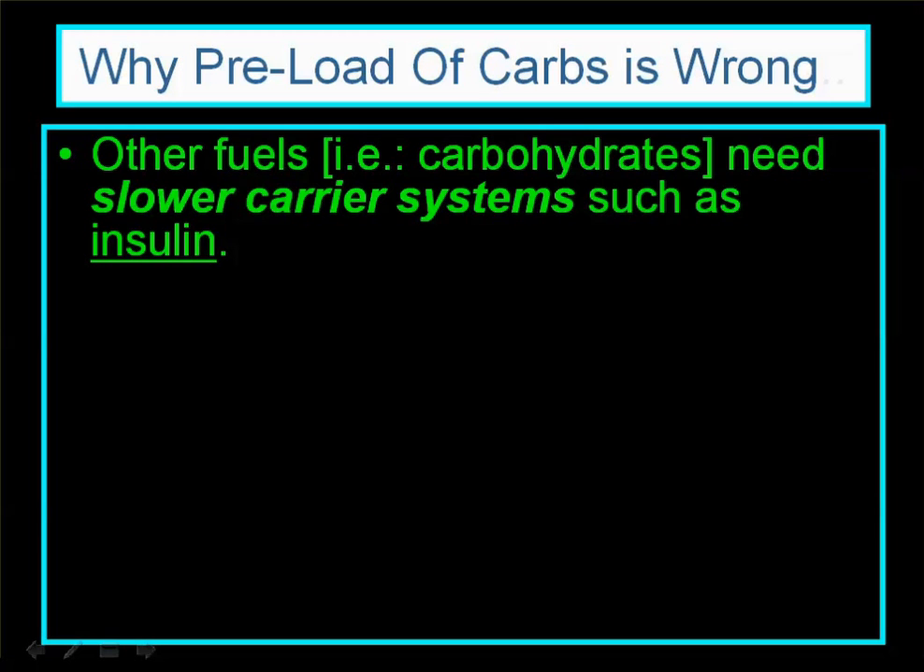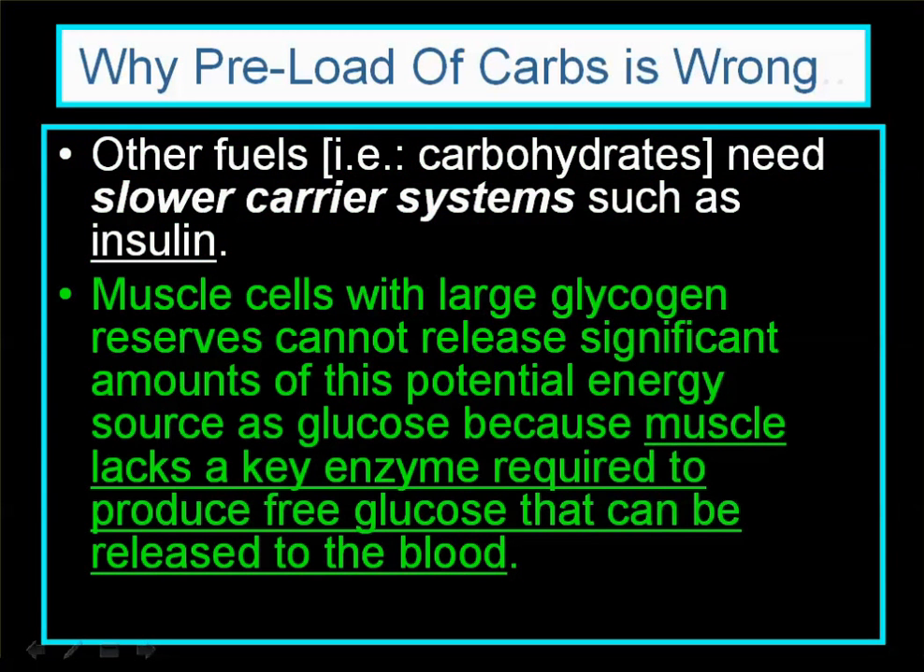Other fuels, such as carbohydrates, that protein shake you wash down that's got 40% sugars and 50% fillers and 10% of something else, or that combination synthetic bar, okay? These require slower carrier systems such as insulin. Muscle cells with large glycogen reserves cannot release significant amounts of this potential energy source as glucose because, notice, muscles lack the key enzyme required to produce the free glucose that can be released into the blood. So, in brief, carb loading is not biologically possible.